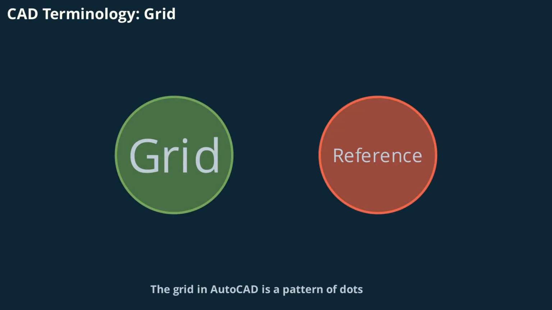Grid in AutoCAD is a pattern of dots or lines displayed on the drawing area at specified spacing. It acts as a visual reference, helping users judge distances and align objects. The grid is not printed and serves only as a drawing aid. Grid display can be toggled with the F7 key or the grid command. Adjusting grid spacing helps tailor the workspace to project requirements, improving accuracy and efficiency.